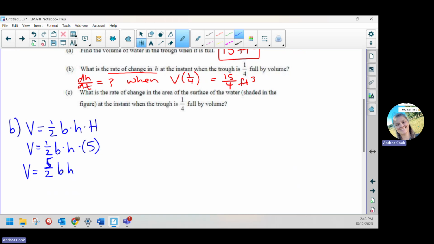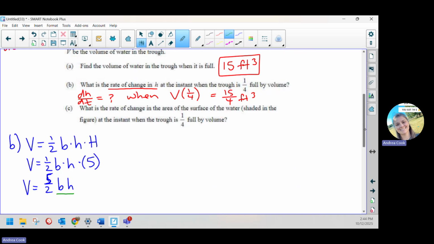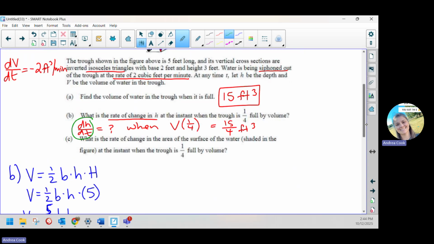And so I have two different variables here, b and h. If I was going to find the derivative, I would have to do product rule, but I try to avoid that. So I'm going to see if there's a way to write b or h in terms of the other. Since I want to find dH over dt, I'm going to look for changing it in terms of h.